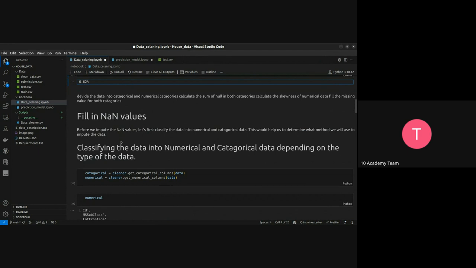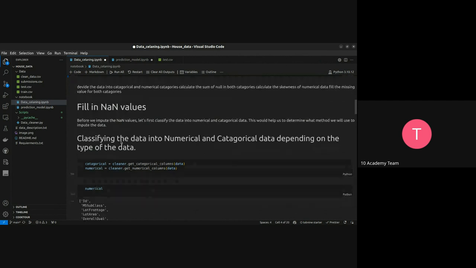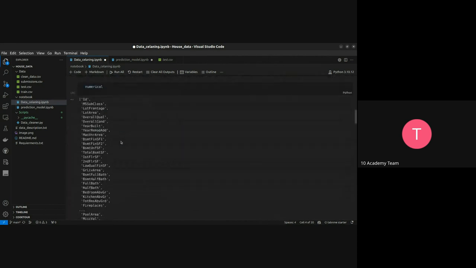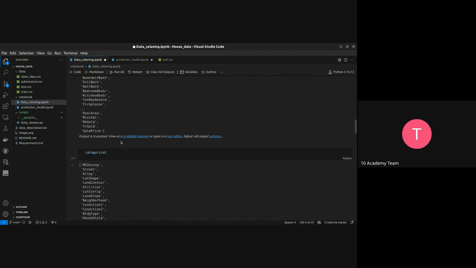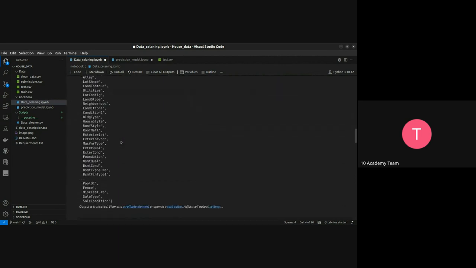For some features, non-value may mean zero, or for others it may mean not available. For instance, there are some columns where even though they are non-values, they don't mean non-existent. They might mean zero. So you need to find out what they mean and come up with a strategy to fix them.